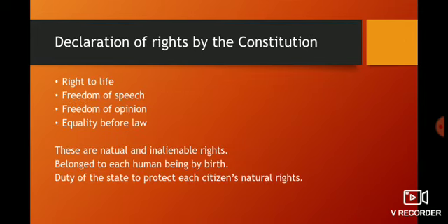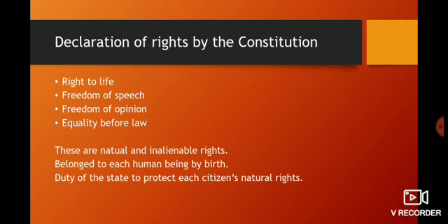So the declaration of the rights by the constitution. What are the rights the constitution declares? The constitution begins with the declaration of the rights of man and citizen. Now what are the rights, children? Rights such as the right to life. They have the right to a proper life. Then freedom of speech, freedom of opinion, equality before the law. Is it clear, children? Equality before the law. So what are the four important rights? Right to life, freedom of speech, freedom of opinion, equality before the law.